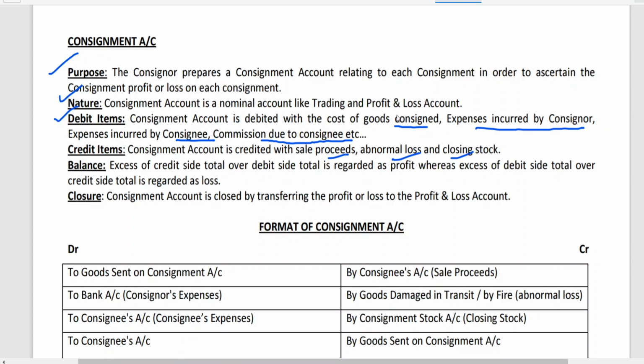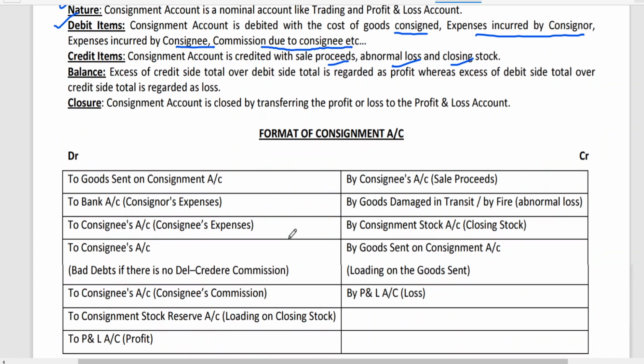Why we have learned is that goods sent on consignment debited means goods that have been sent is an expense, no? And while sending the goods, consignor will be incurring expenses. Consignee may be incurring some expenses. Those expenses will be debited, and commission that is payable to consignee is also an expense. In simple words, you can remember that left-hand side will be having goods sent on consignment. Here pro forma also has been given. Goods sent on consignment, consignor expenses, consignee expenses, commission.